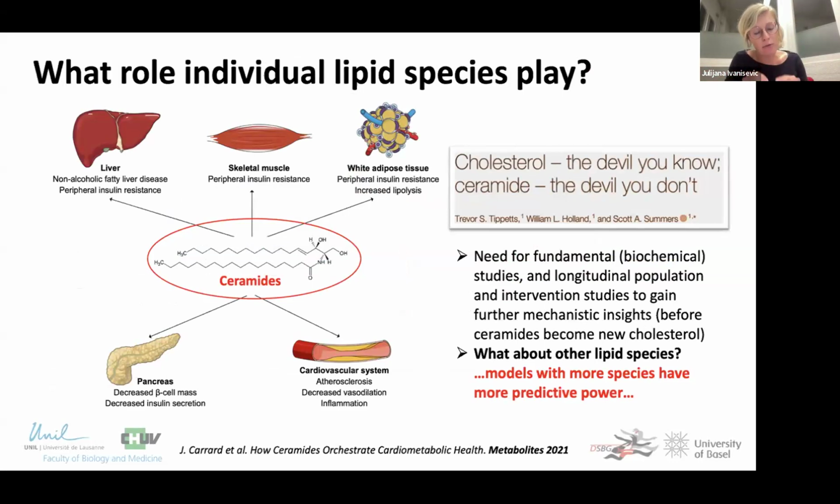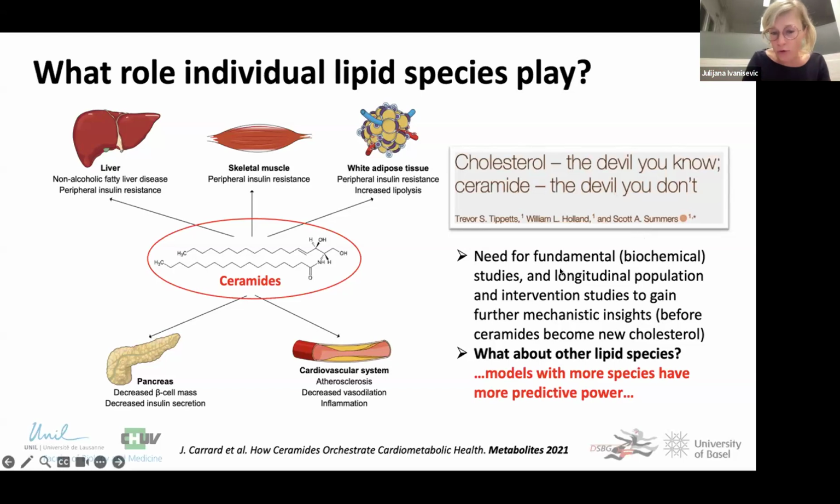However, despite the fact that the ceramide score has already been introduced in several private clinics worldwide, as you can nicely read from the title of this famous review written by Scott Summers, ceramides still remain the devils we don't know enough about, especially compared to cholesterol. So there is an obvious need for further fundamental biochemical studies, but also longitudinal population and clinical intervention studies to gain further mechanistic insights about their mode of function. And this, at least before the ceramides really become our new cholesterol.